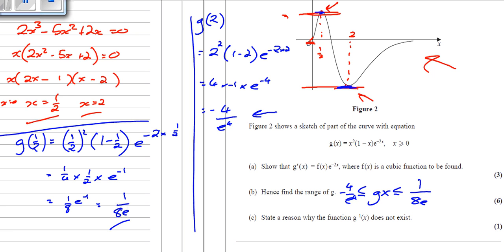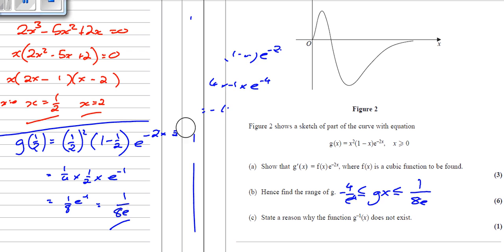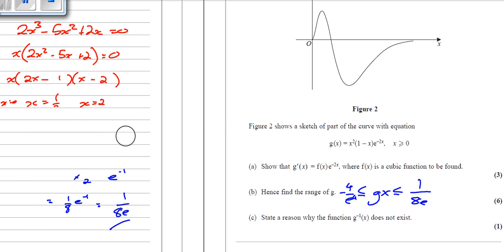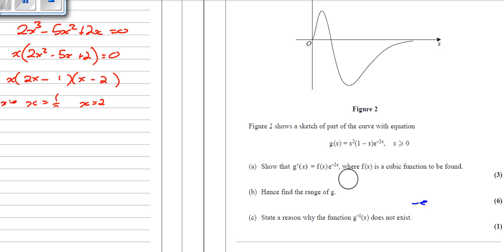Right, now part C. State a reason why the function g to the minus 1 does not exist. Now the reason that the inverse function doesn't exist, and this can be asked in a bunch of different papers, is that to have an inverse function, it needs to be a one-to-one function, but here you've got x equaling whatever this value is and x equaling whatever this value is, giving you the same y value.